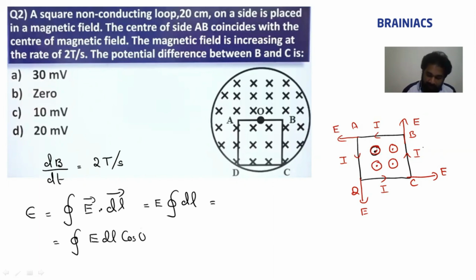Now E I have taken outside, and we are doing the closed line integral of dl. Suppose each side length is A, so this is going to be E into 4A. The line integral of dl for a square is nothing but the perimeter of that square. So E into 4A is the EMF. Now, the electric field value we do not know. The length of one side of the loop we know, that is 20 centimeter. We'll come to that.